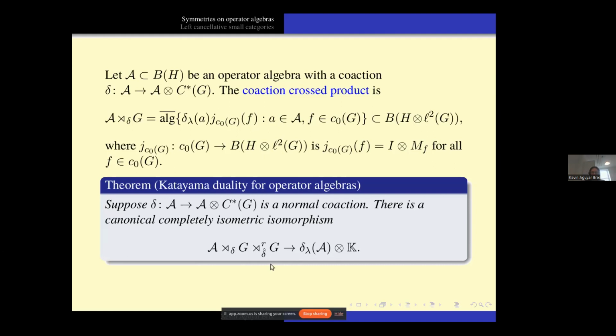And in order to prove this, we have to make sense of what this coaction cross product is. This is not something we found in the literature before. You can do that very concretely and spatially here. Let me skip the details now, but this is the concrete definition. So I just want to say that there is such a theorem, and the proof is roughly the same as in the case of C-star algebras.